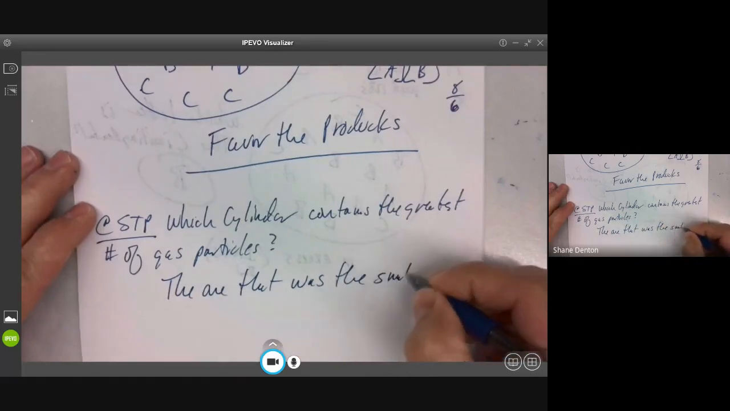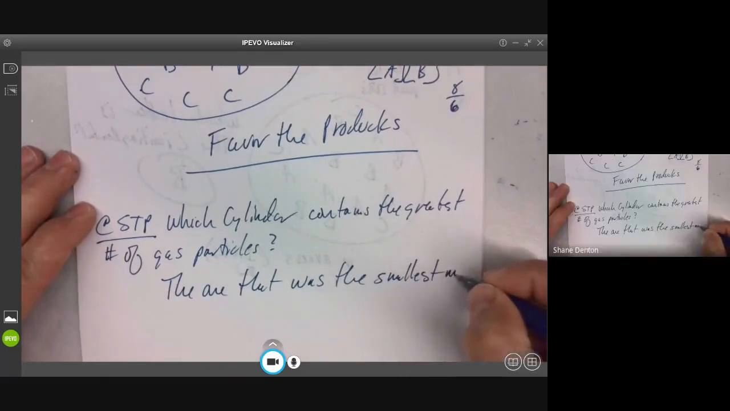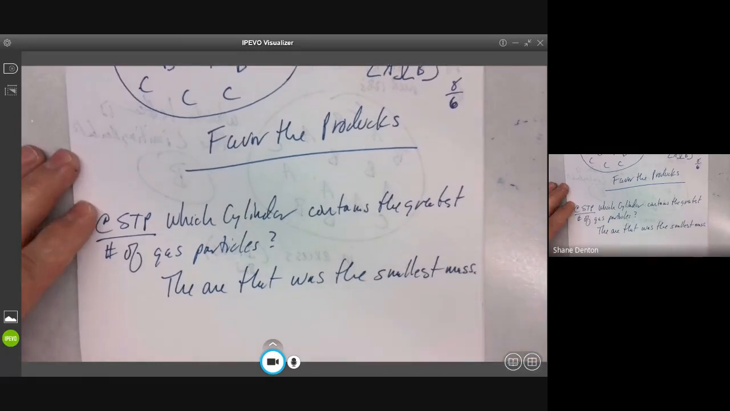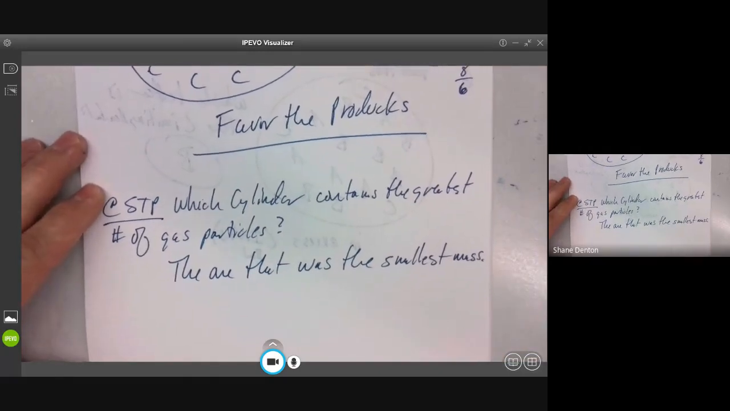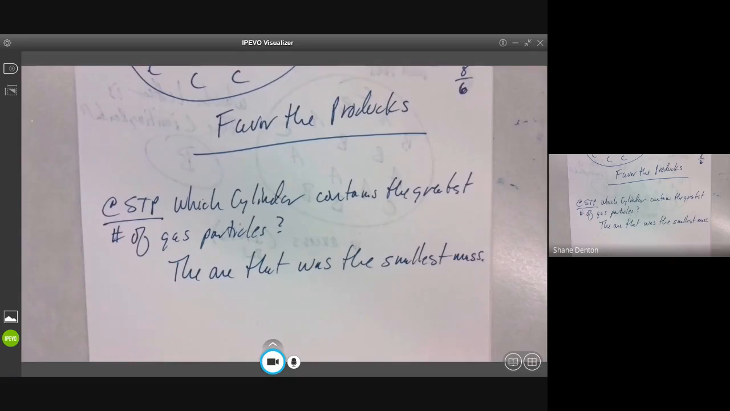The smallest mass, I believe. I don't know who said that, but isn't that what we did there? Because the one that has the smallest mass is going to have the greatest number of particles, isn't it?